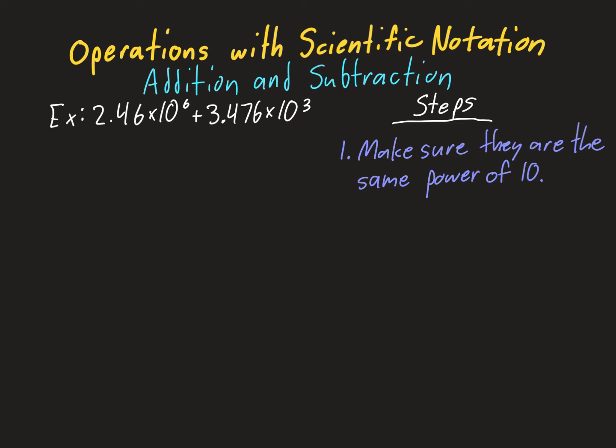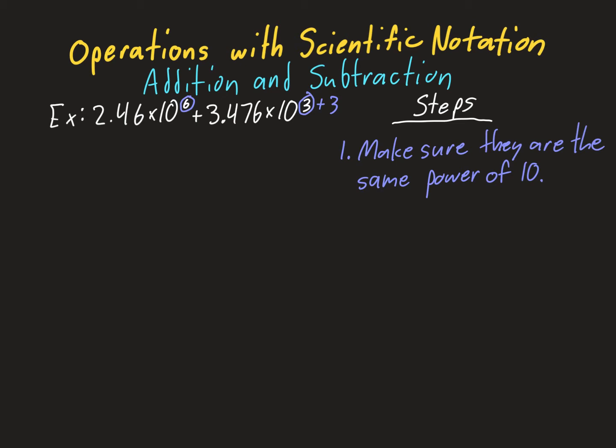So in the example, 2.46 times 10 to the 6th plus 3.476 times 10 to the 3rd, we would notice that 10 to the 6th is not the same as 10 to the 3rd. So we need to make them the same. To do this, we would say 3 plus 3 is 6. So we need to multiply by 3 more 10s.